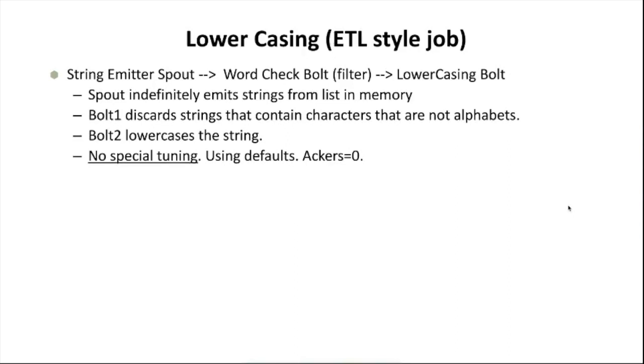I've got a couple of other topologies. One is an ETL style topology. The spout emits strings, and then the strings are emitted to a bolt which does a filtering to see if all the characters are alphabets. If not, it drops them and then passes on to the next bolt, which is basically going to lowercase all of the alphabets. So it's a single spout with two downstream bolts.